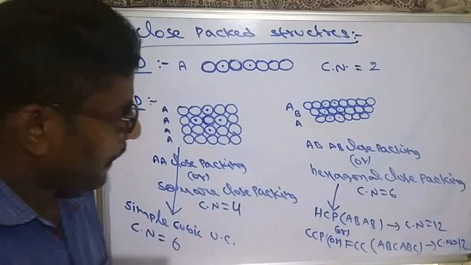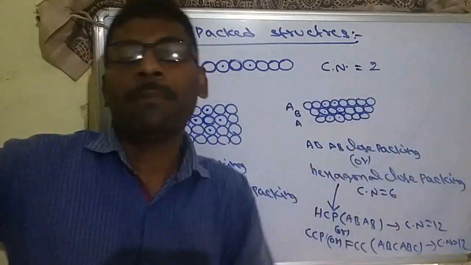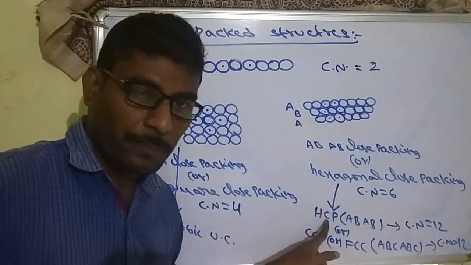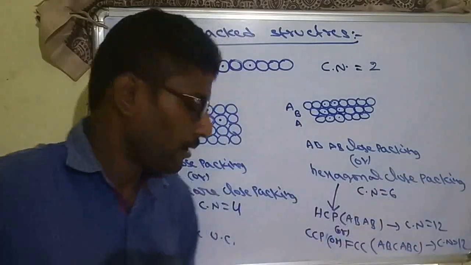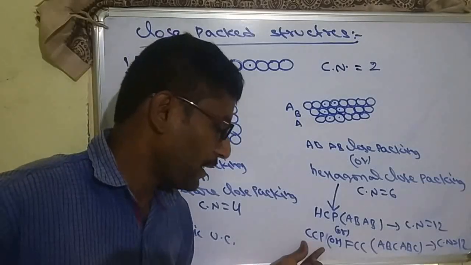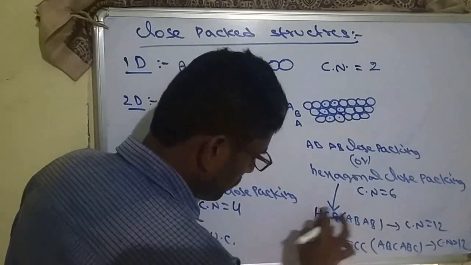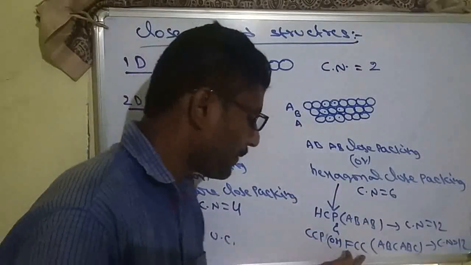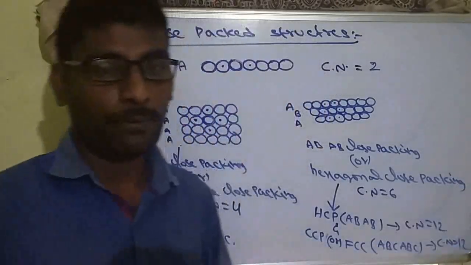So that means this AB close packing, when we are attaching in a three-dimensional manner, we get two possibilities. One is called HCP or hexagonal close packing, also denoted with AB. Another one is cubic close packing or CCP or FCC. So this also exists and this also exists. CCP, also called FCC, which is also called ABC, whose coordination number will be 12.